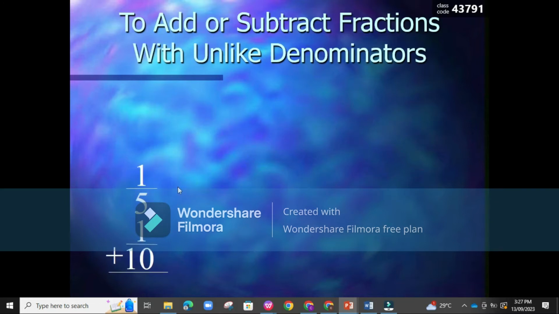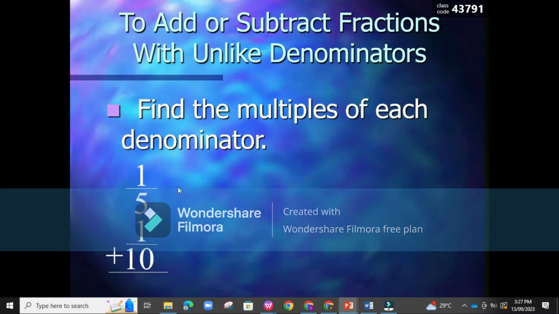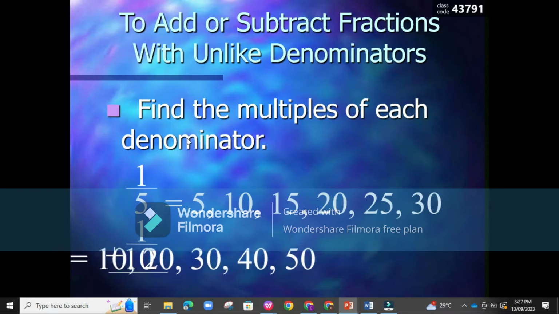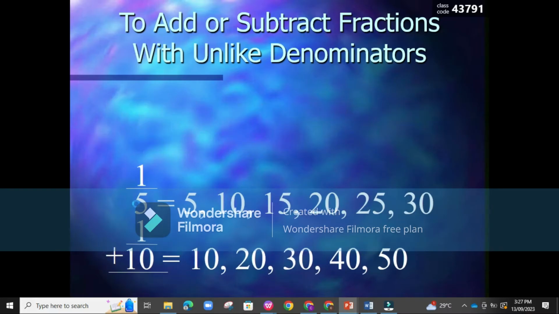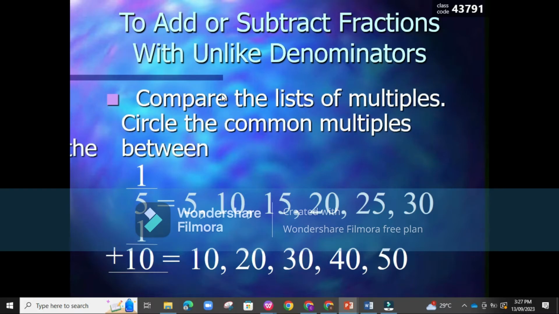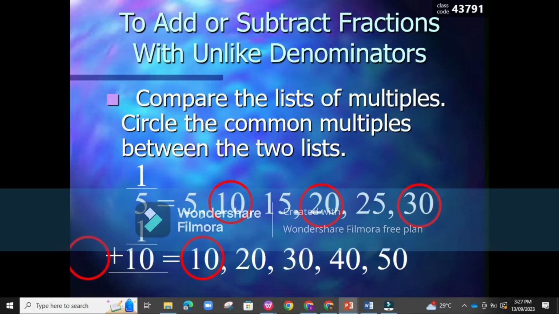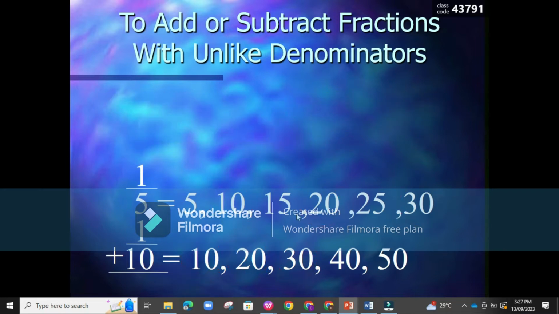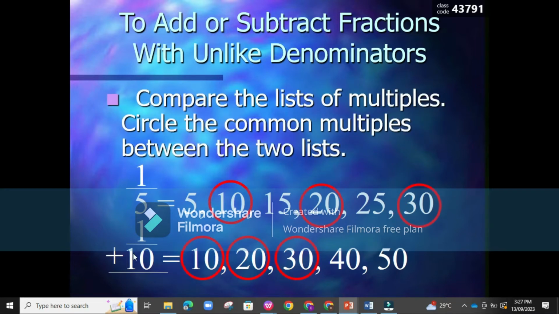Okay. Now, to add or subtract fractions with unlike denominators, we need to find the multiples of each denominator, or the least common denominator. So, this is our denominator, 1/5, the denominator is 5. Now, compare the list of multiples and circle the common multiples between the two lists. Okay? So, for 5, this is the denominator. We list the multiples of 5: 5, 10, 15, 20, 25, 30. And for 10, we have 10, 20, 30, 40, and 50.